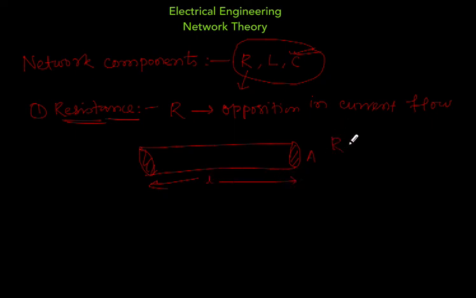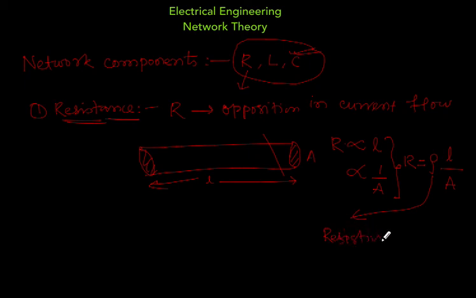Then the resistance of this conductor will be directly proportional to length, and it will be inversely proportional to area of cross section. When we combine these two relations, we get resistance equal to a proportionality constant multiplied by length and divided by area. This proportionality constant is known as the resistivity of the material, and it depends upon the nature of the material.